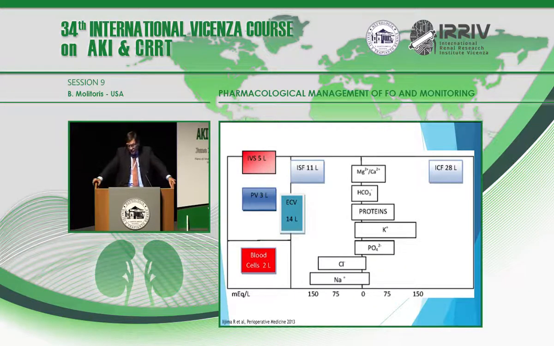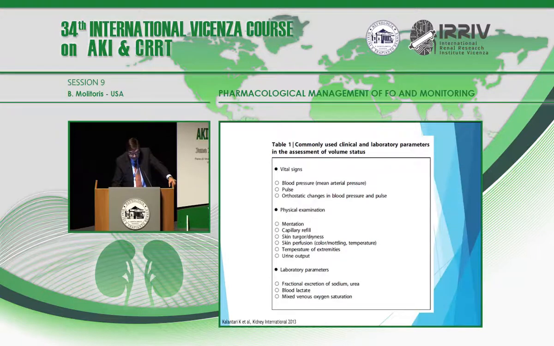I was amazed when Ronaldo was saying they were taking off 400 mils an hour with CVVH. I've never attempted anything close to that. I would be frightened to death to do that. So just because the patient has massive interstitial volume, you don't know how quickly they can mobilize it, and you want to be careful that you don't volume deplete them and make your renal problems worse.